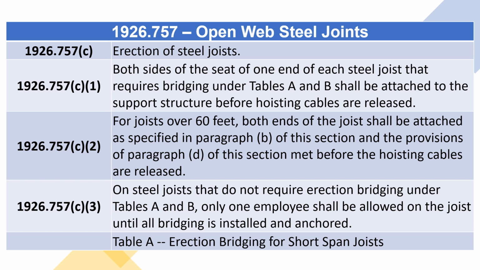1926.757 C3, on steel joists that do not require erection bridging under Tables A and B, only one employee shall be allowed on the joist until all bridging is installed and anchored. Table A, erection bridging for short span joists, see Table A on the OSHA website for the full table.